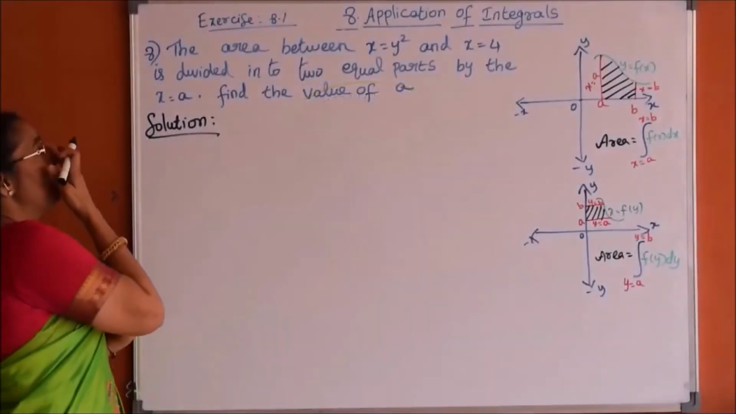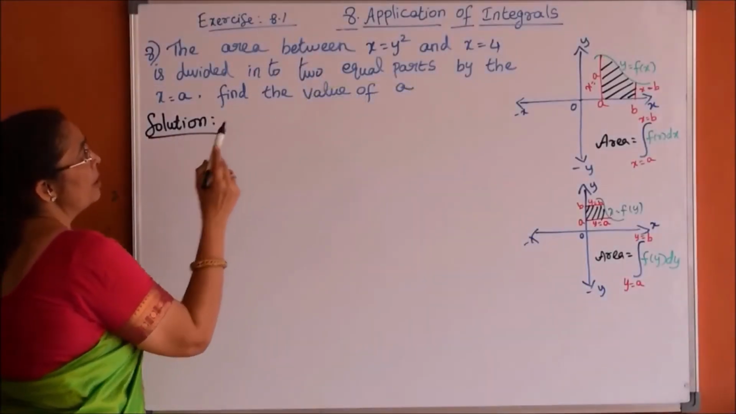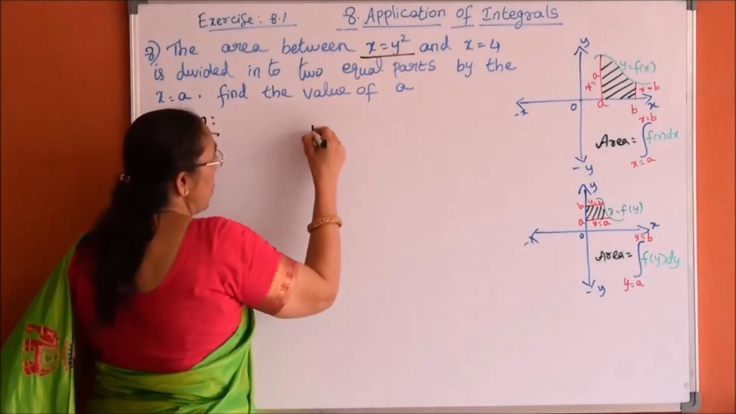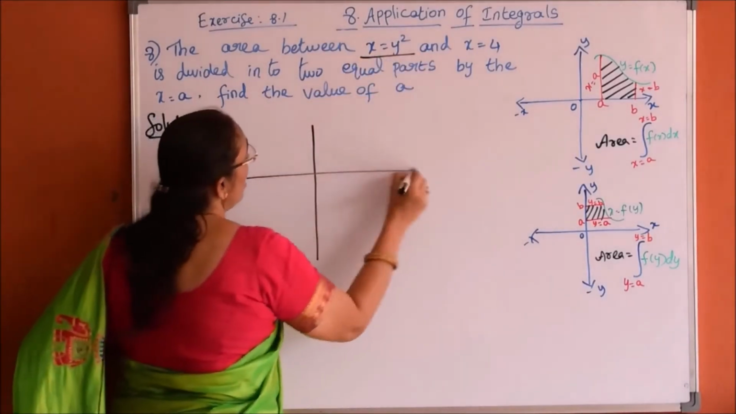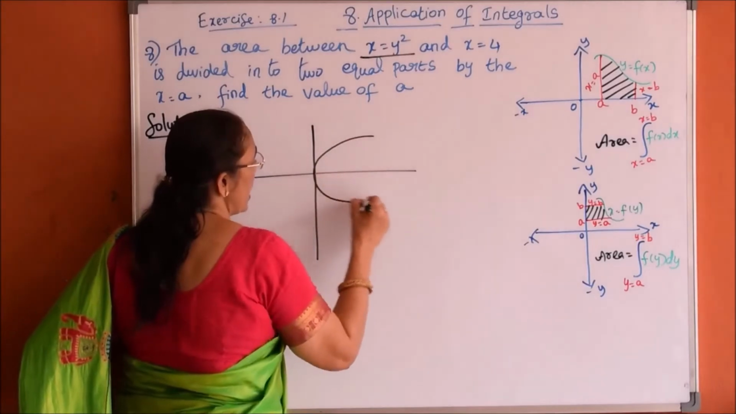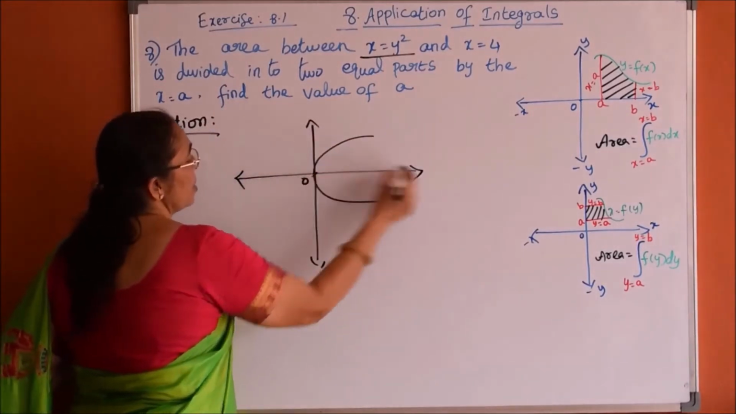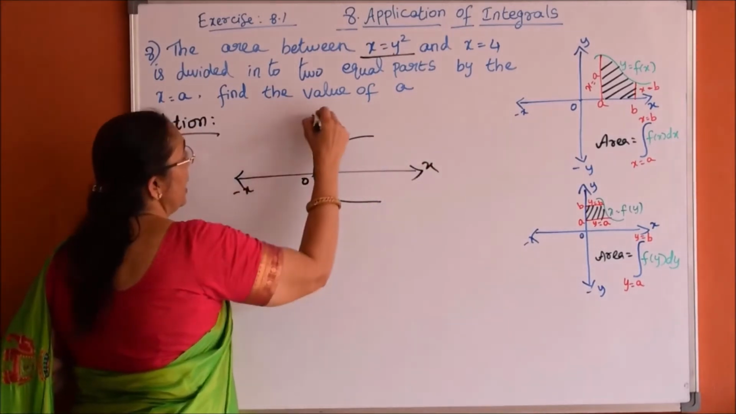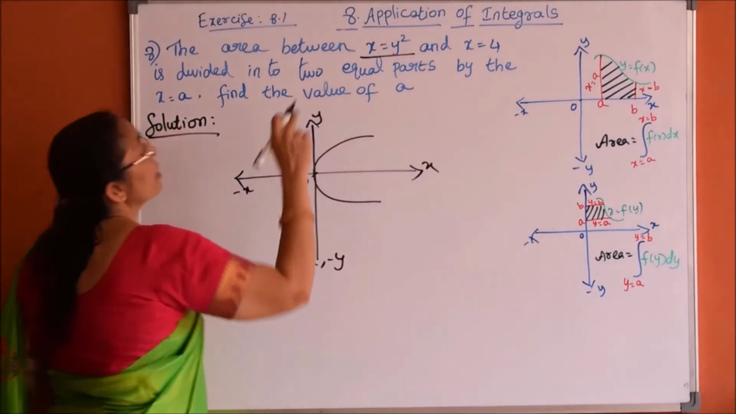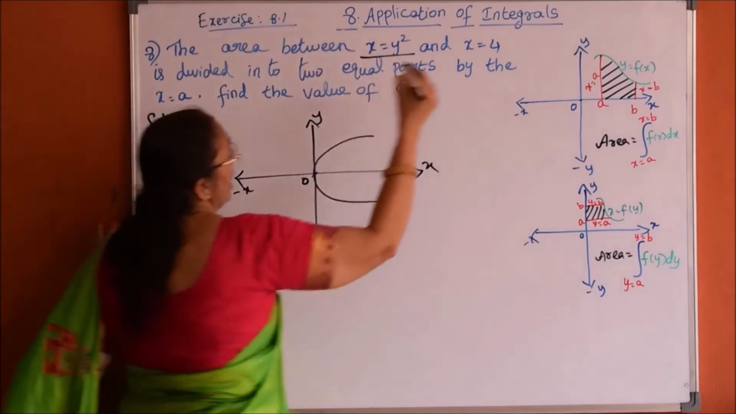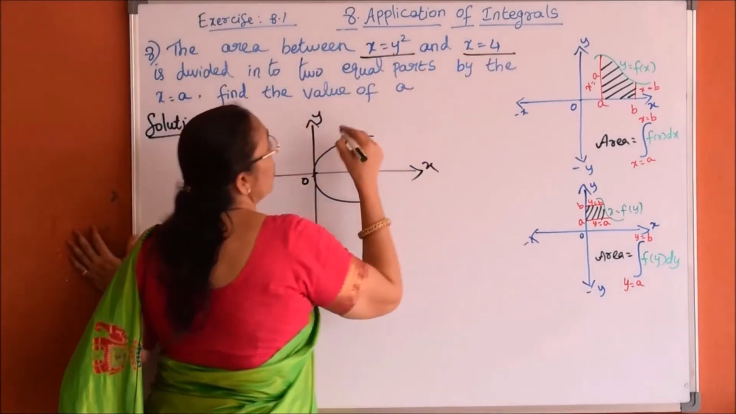Eighth problem: the area between x equals y square. X equals y square is a parabola symmetric about the x axis, of the form y square equals 4ax, with axes 0, x, negative x, y, negative y. The area between x equals y square and the line x equals 4.